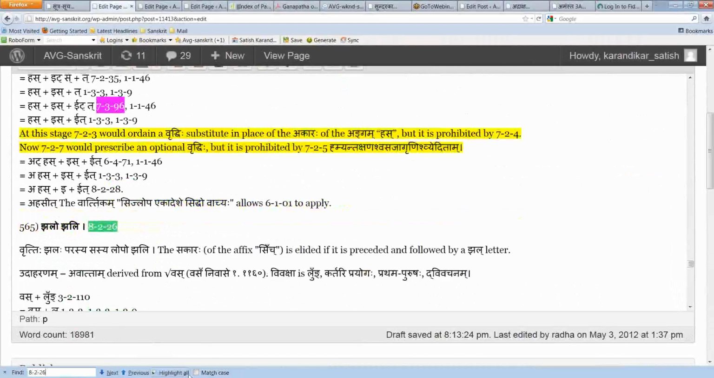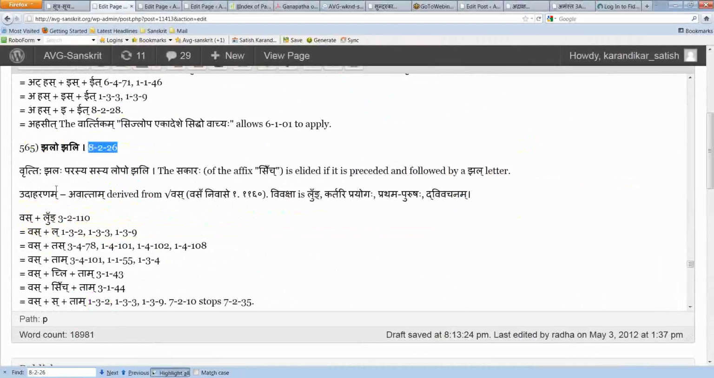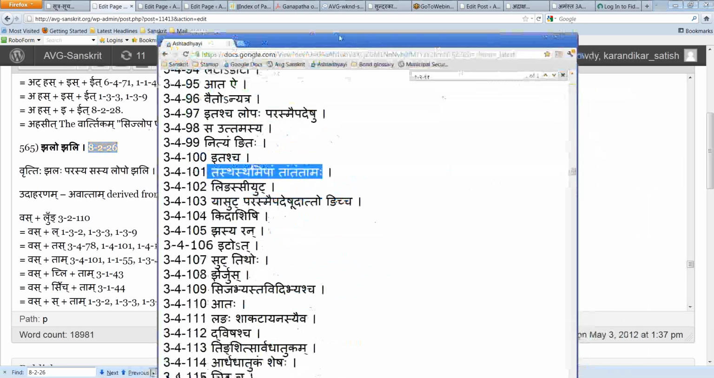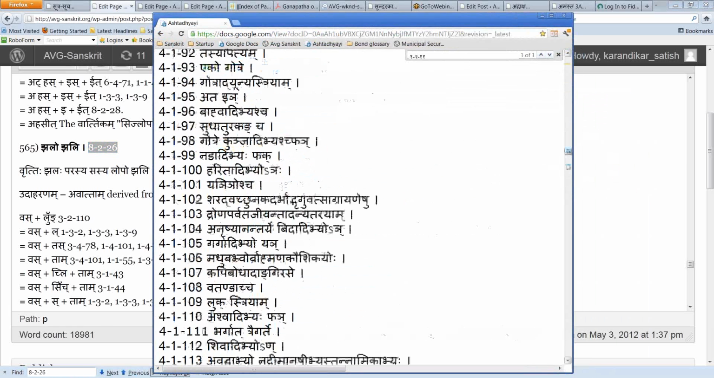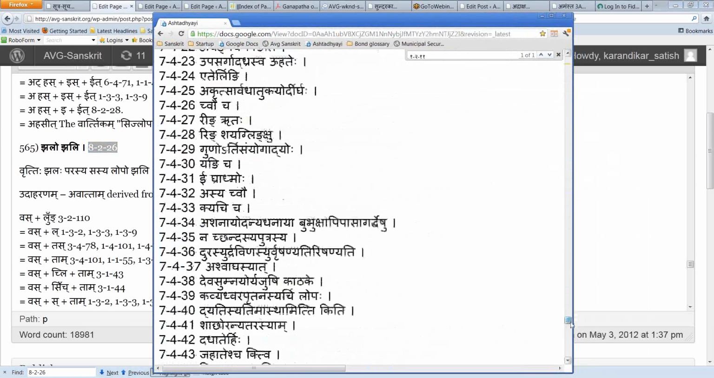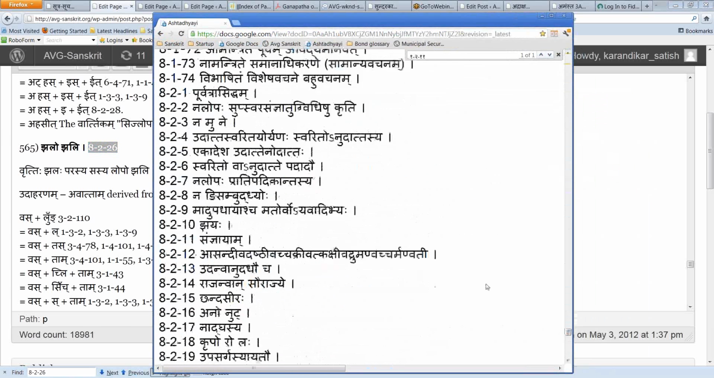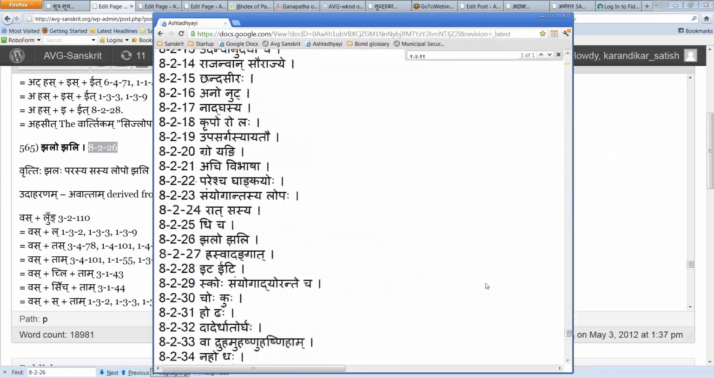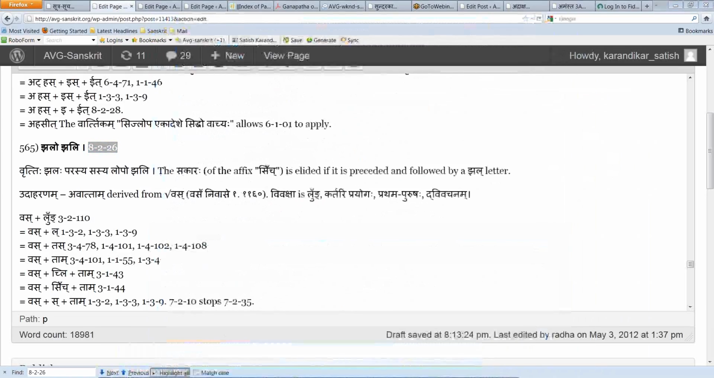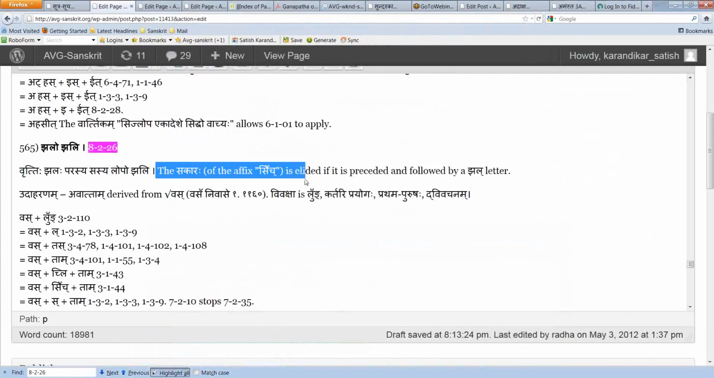What this is saying is that jalah parasya, look at the number 8.2.26. We just used 8.2.28, ita it, didn't we? In that same section, there is sutram jalo jali. Very straightforward sutram. It says that if you have the sich, the sakara of sich, which is sandwiched between two jal letters, so jalah, jali, then the sakara of sich takes lopa. So it's jalah parasya sasya lopo jali. The sakara of sich is elided when preceded and followed by a jal letter.